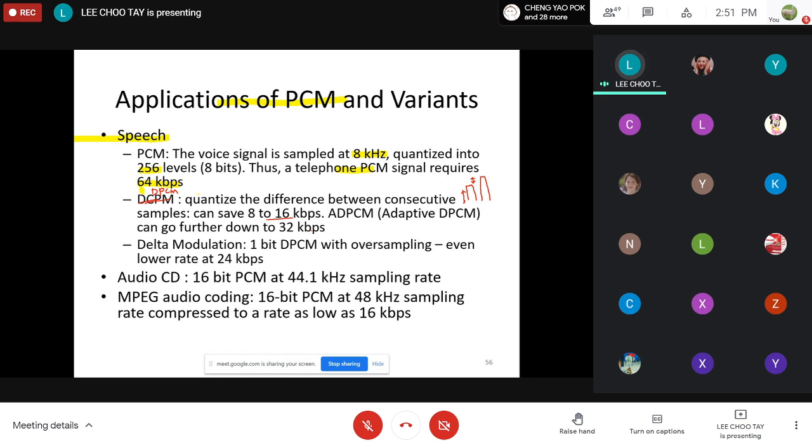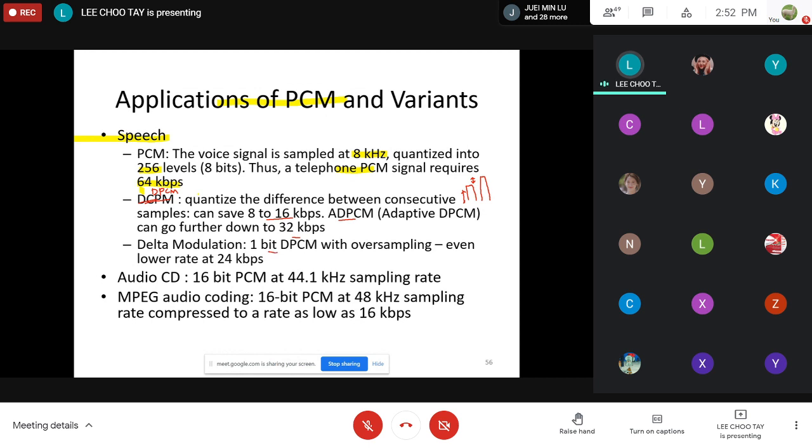If you use adaptive PCM, it basically depends on the differences between two consecutive samples. If the difference is big, then we quantize it at a higher level. If the difference is small, then we use just a small difference, so we need fewer bits. So again, we can further reduce our bit rate, down to 32.